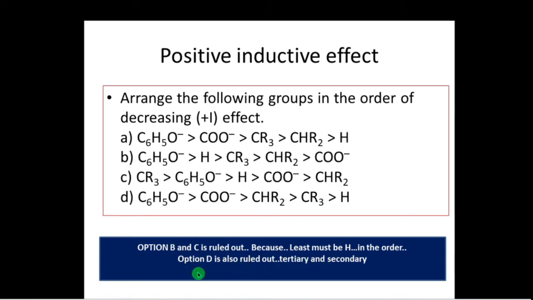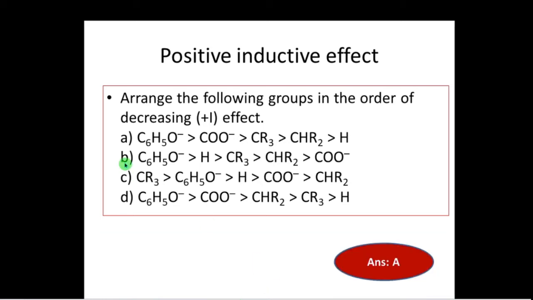And option D is also ruled out, because we have the alkyl group here, a lesser number of alkyl groups, whereas a greater number of alkyl groups is responsible for the plus I effect, so the decreasing order can be in the least order. Based on that, our option D is also ruled out. So based on that, our option A is the correct one.